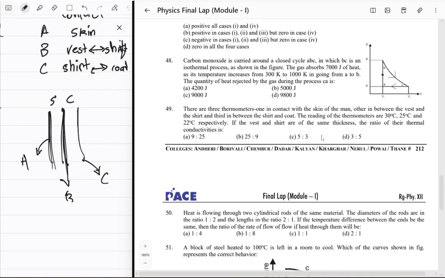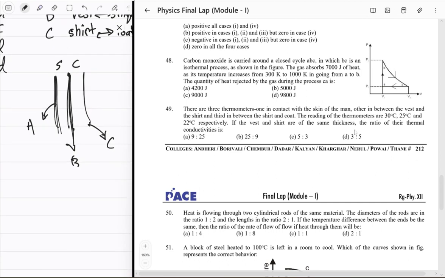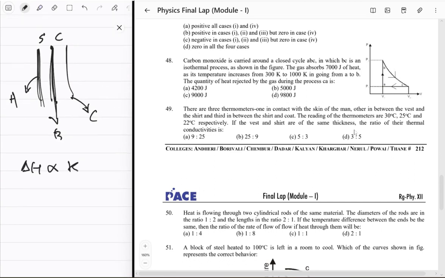Okay, if the vest and shirt are of the same thickness, cool. The ratio of the thermal conductivity is... Delta H is proportional to temperature difference, of course, times the conductivity. इन दोनों केसेस में सेम हो रहा है. So K delta T is the same. तो K vest, K shirt or whatever.